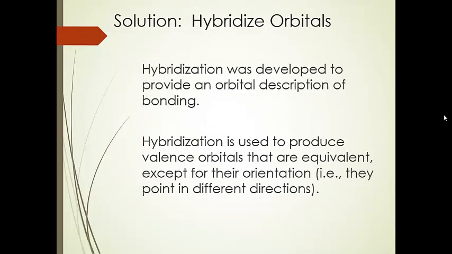So the solution to this problem is to hybridize orbitals. Hybridization was developed to provide an orbital description of bonding. And it's used to produce valence orbitals that are equivalent except for their orientation. So they're equivalent in energy, but they point in different directions. This is actually directly analogous to the idea that you have 3 p orbitals in a set, each pointing along a different direction: the x-axis, the z-axis, and the y-axis. So hybrid orbitals are equivalent in energy except for their orientation.